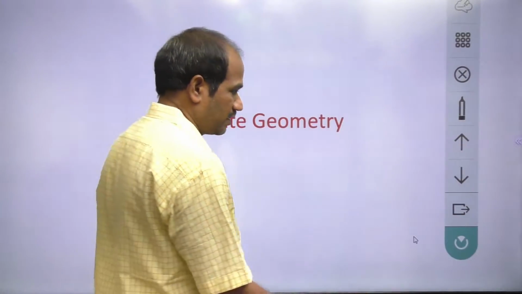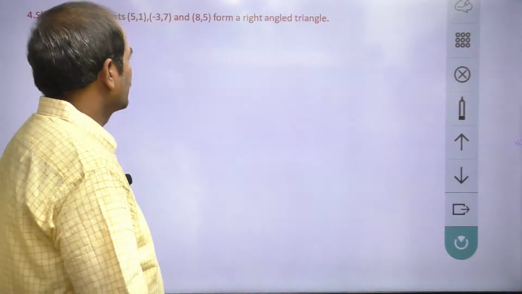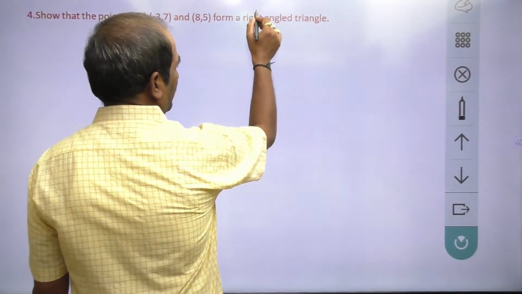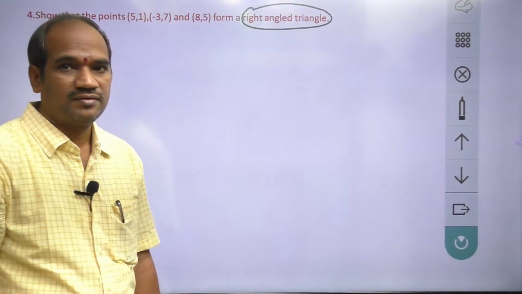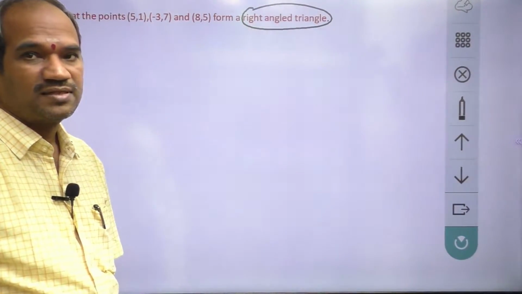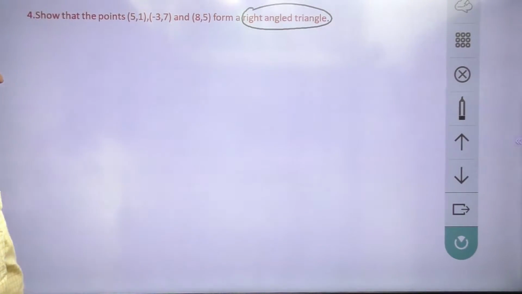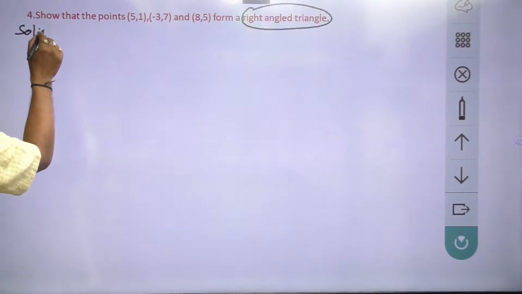Here is the first problem today: show that the points form a right angle triangle. To show this, first we calculate the lengths of the sides AB, BC, CA.